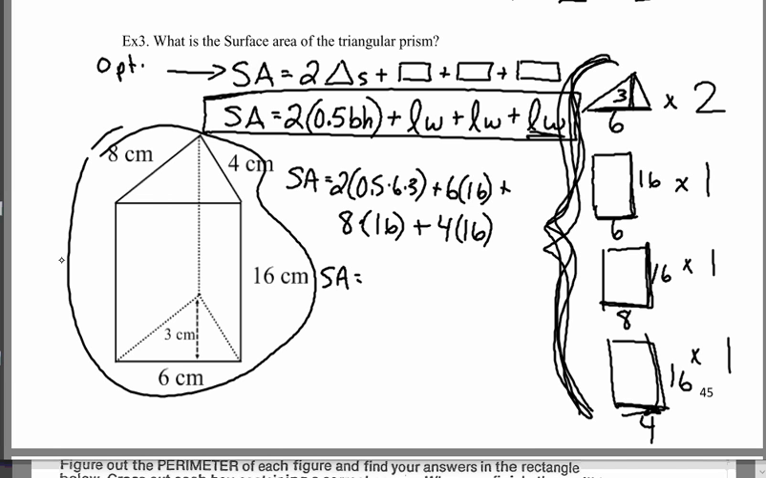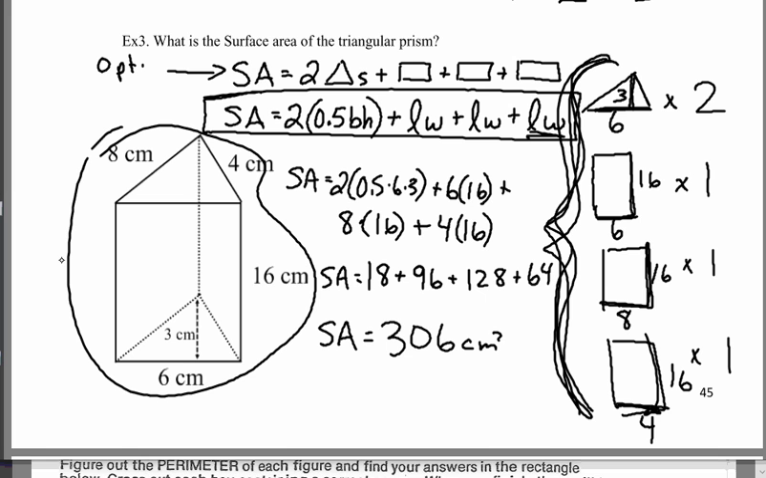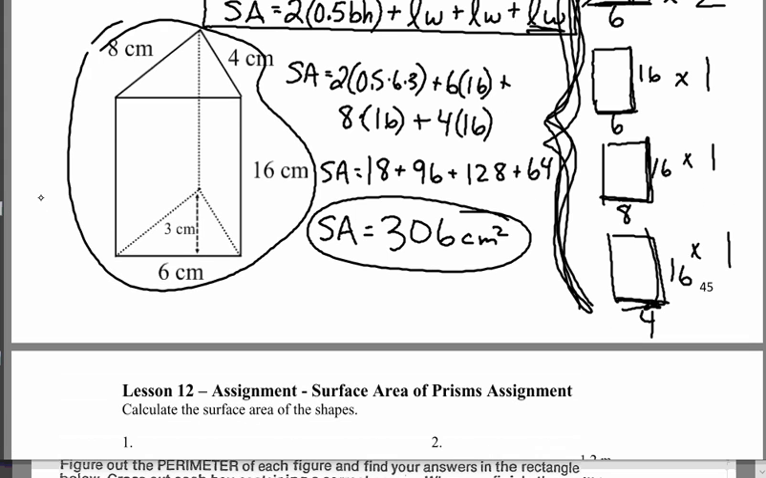Now I calculate. So in this case, 2 of those triangles, 18. 6 times 16 gives me 96. 8 times 16 gives me 128. And 4 times 16 gives me 64. And when I add all of those together, the total surface area for this triangular prism is 306 centimeters squared. Organize first. Single equation. These are things that will help eliminate errors.